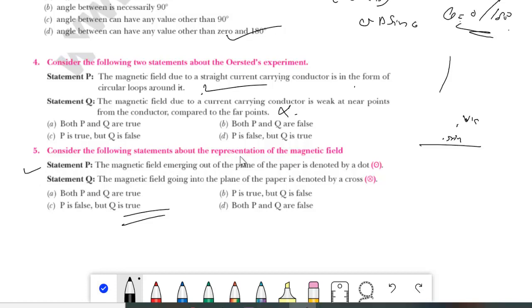Consider the following statement about the representation of the magnetic field: the magnetic field emerging out of the plane is represented with a dot, or going into the plane with a cross. Is it true or false? Just find that out, as the same sentences are in your textbook. You can do that.